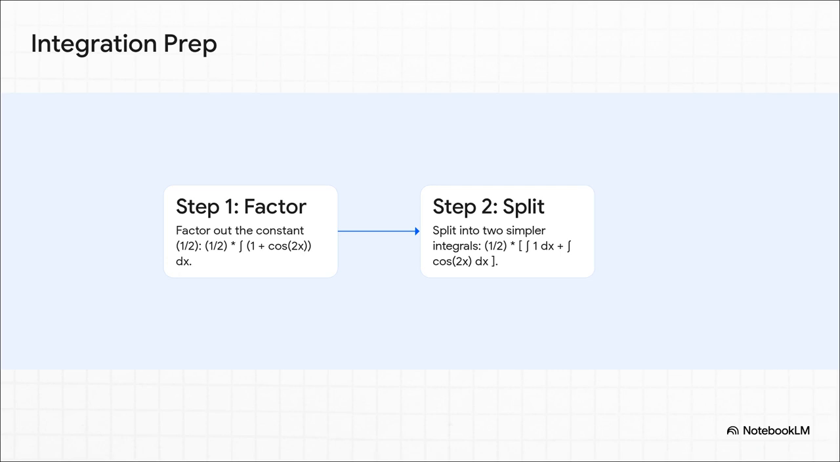First things first, let's make our lives a little easier. That divided by 2 is just a constant 1/2. Let's pull it out front so it's out of the way. Then we can use the sum rule for integrals to split this one big problem into two smaller, much simpler ones: the integral of 1 and the integral of cosine of 2x.